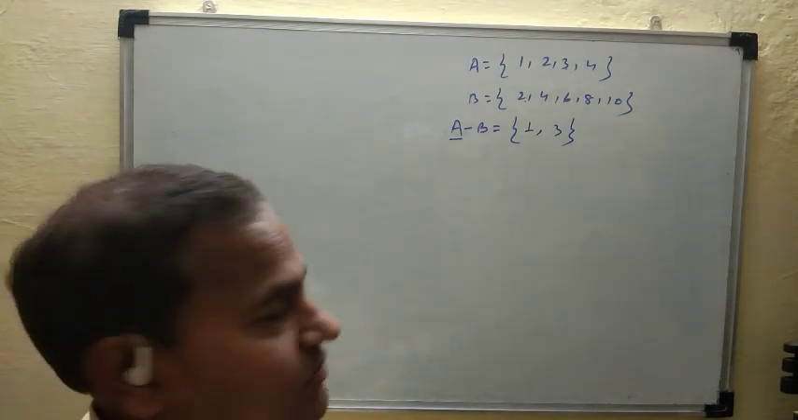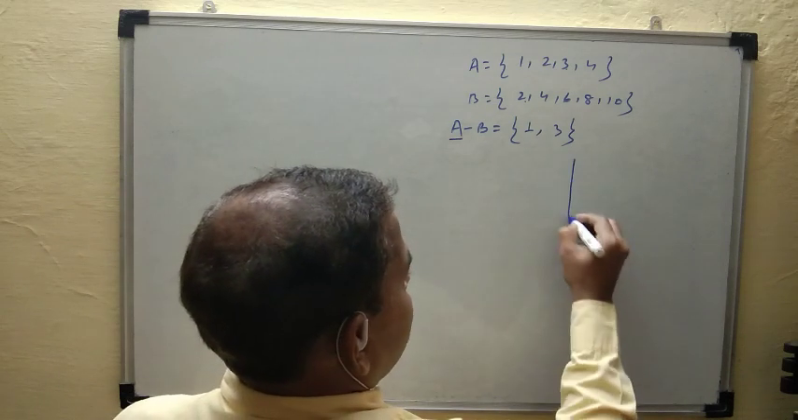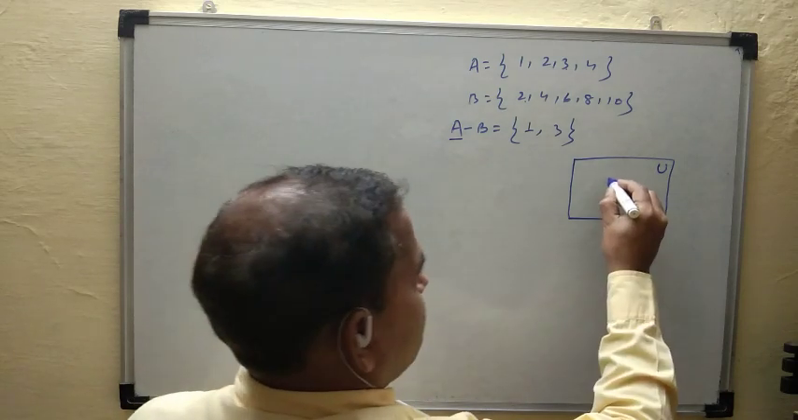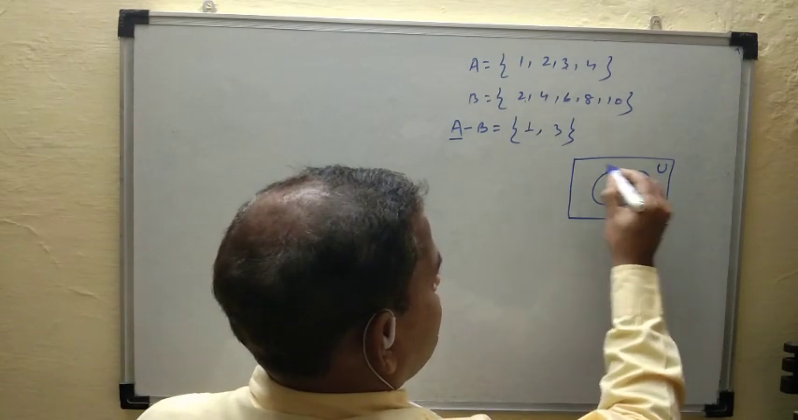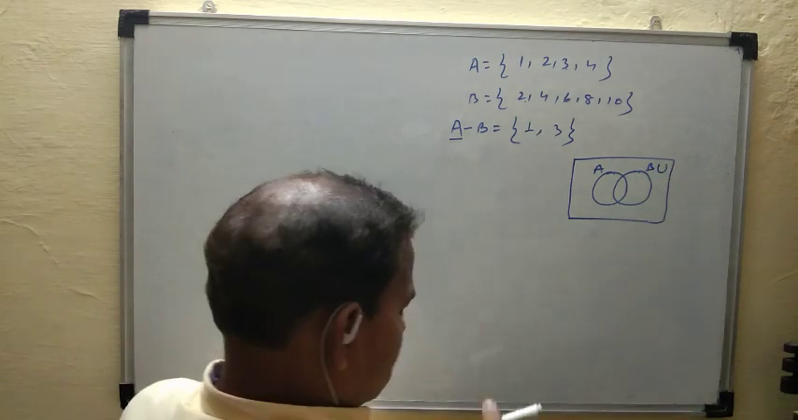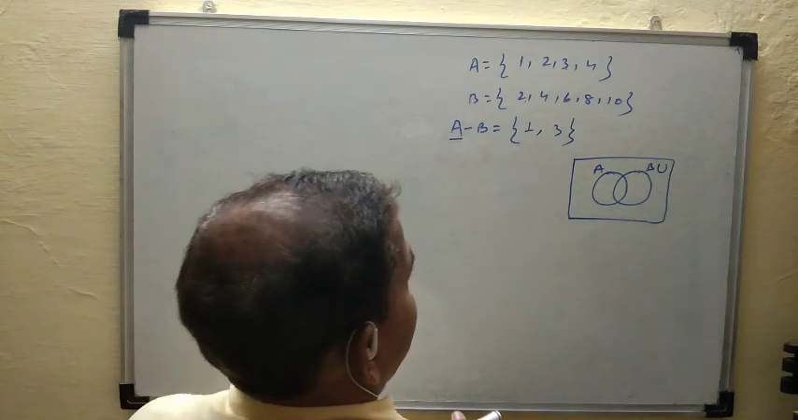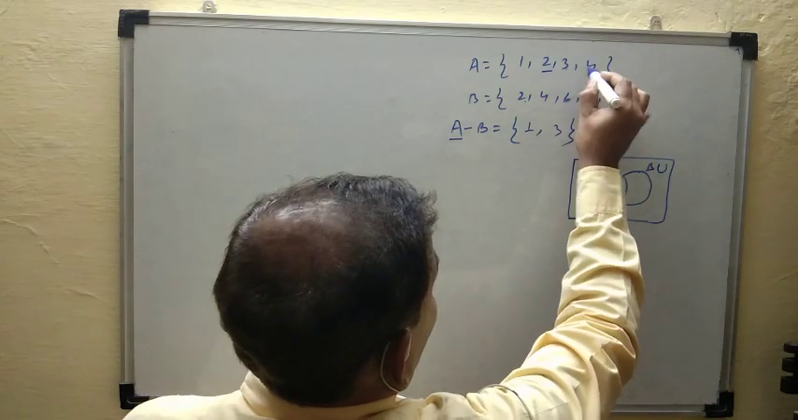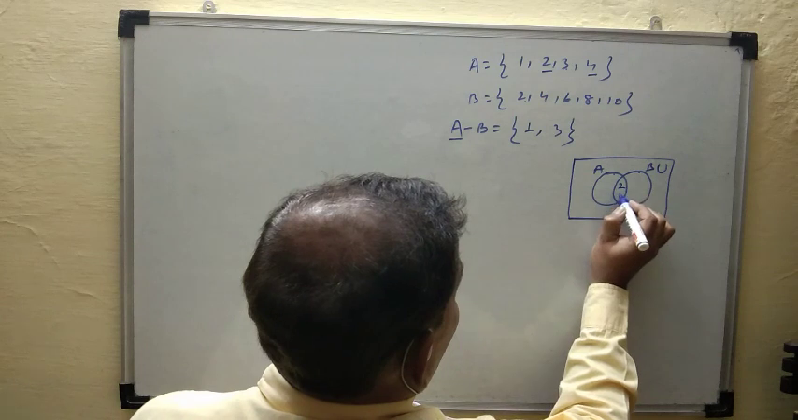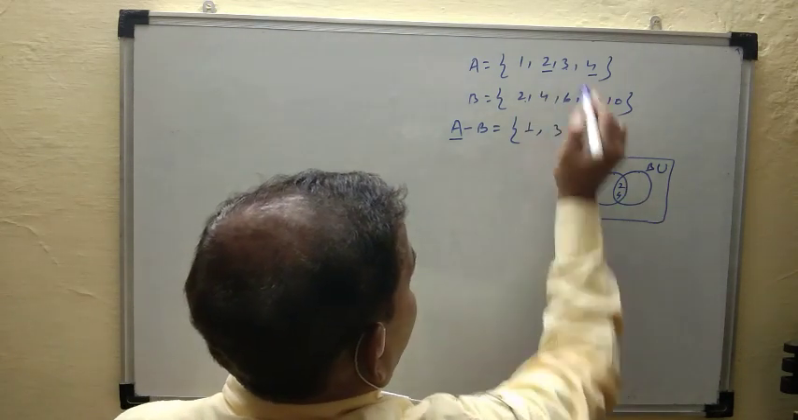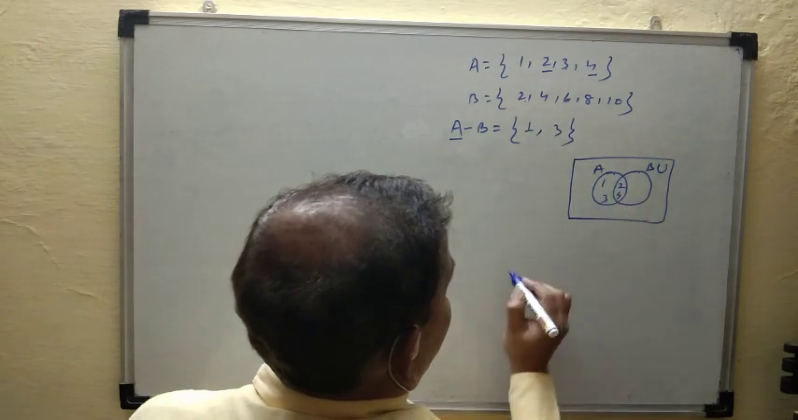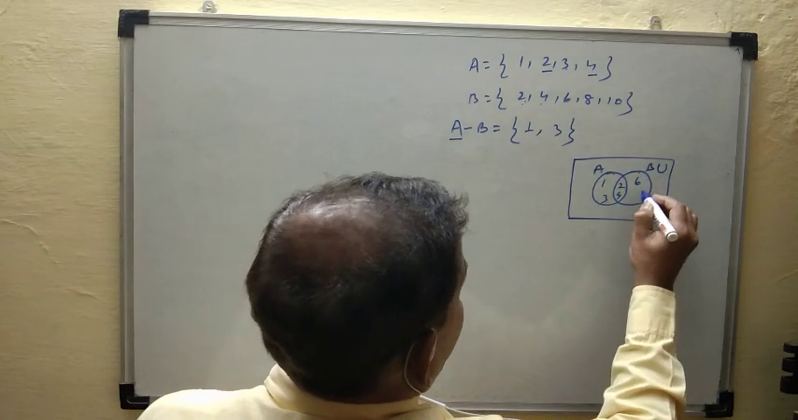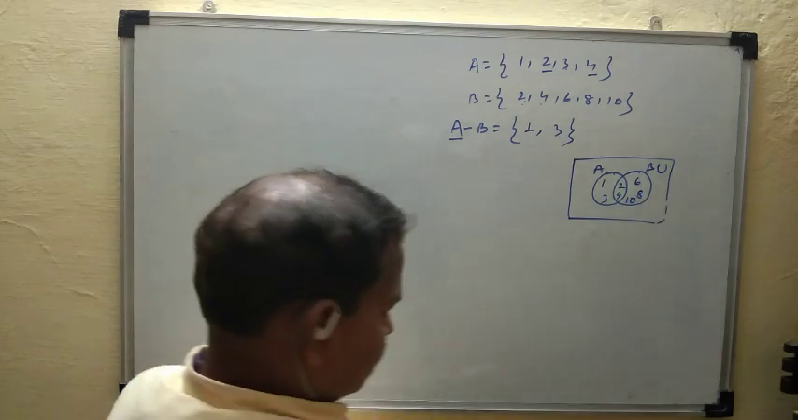Now the Venn diagram. For a Venn diagram, first draw a rectangle, that is the universal set, then draw two sets A and B. This is A and this one is B. Now A minus B. A is {1, 2, 3, 4} and 2 and 4 are common. A has 4 elements, so the remaining elements are 1 and 3. B has 2 and 4 already written, so the remaining elements are 6, 8 and 10.